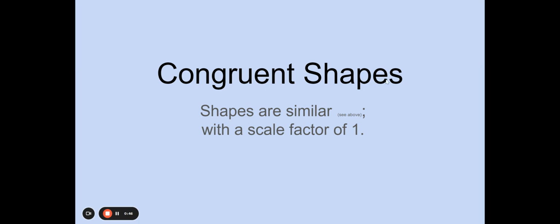We learned earlier when we talked about scale factor that for congruence, they have to be a scale factor of 1. Right? And that makes sense because 5 times 1 is still 5. It stays the same. It does not change. Congruent means that the shapes are the same. Okay, so if you need help with similarity, go see the video from before or the lesson from before.